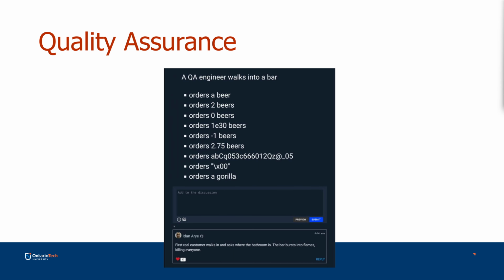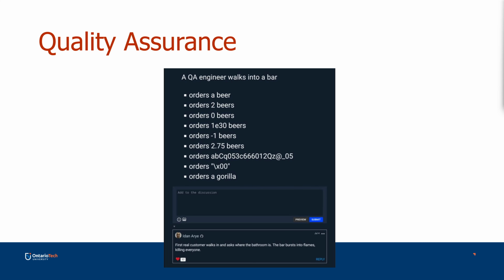So on that note, there's a meme here. Here's an example of a quality assurance joke. It says, a QA engineer walks into a bar, orders a beer, orders 2 beers, both quite sensible. And then orders 0 beers. I wouldn't really expect anybody to do that. And so the problem is, because you don't expect somebody to do it, you probably didn't write the code to handle that situation. So this 0 beers here, it might fail.